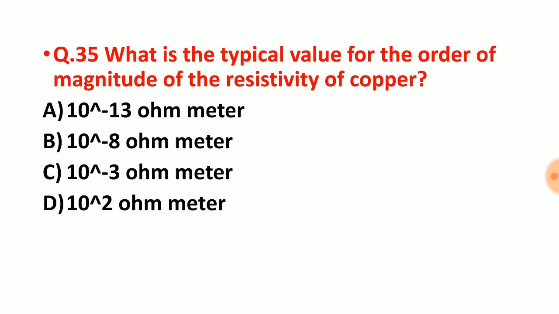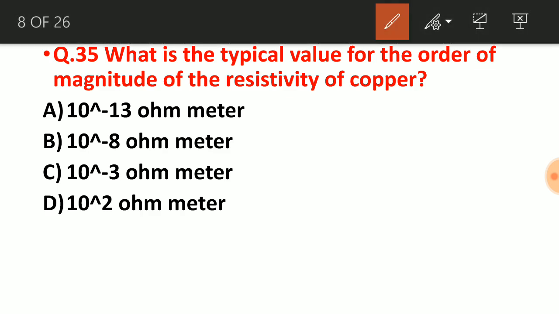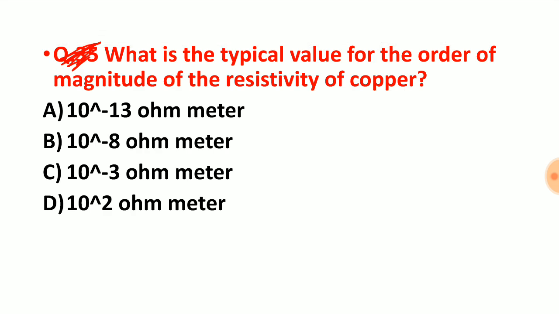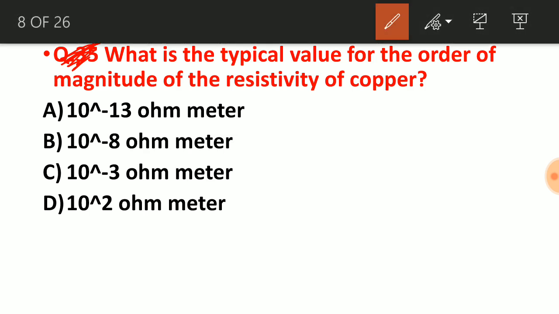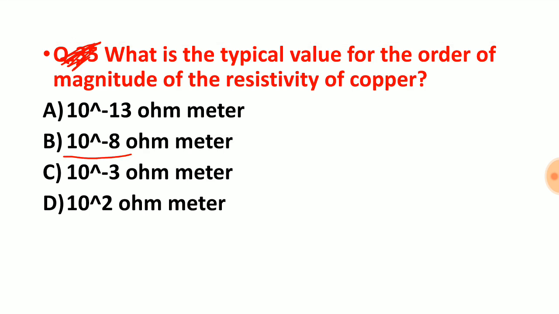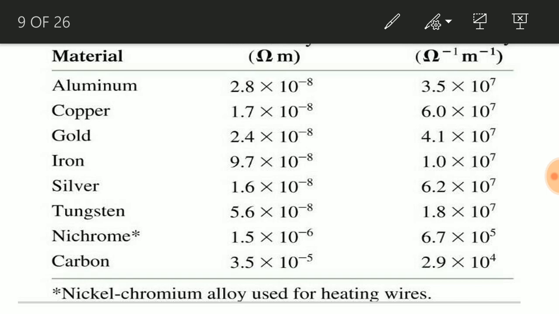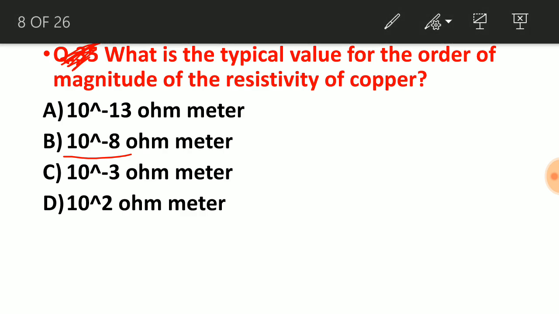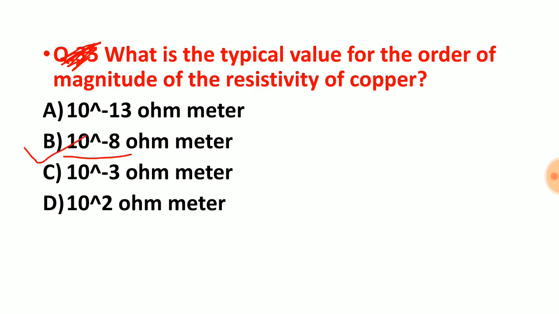Now let us see this question. I have collected this question from a different source, because of that the number is not synchronized here. What is the typical value of order of magnitude of resistivity of copper? Now we need to find the order of magnitude. Order means 10 to the power value. Now if we see the resistivity table, our copper is here in the second line. Because of that our answer will be option choice B, 10 to the power minus 8.